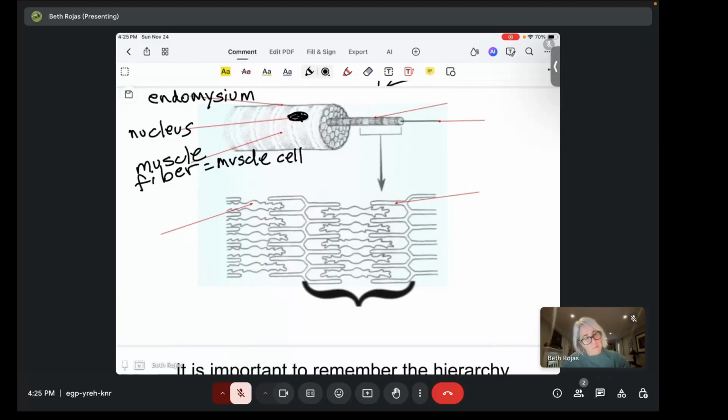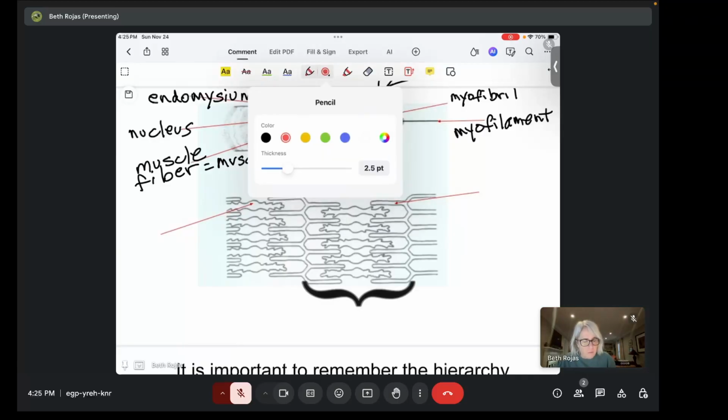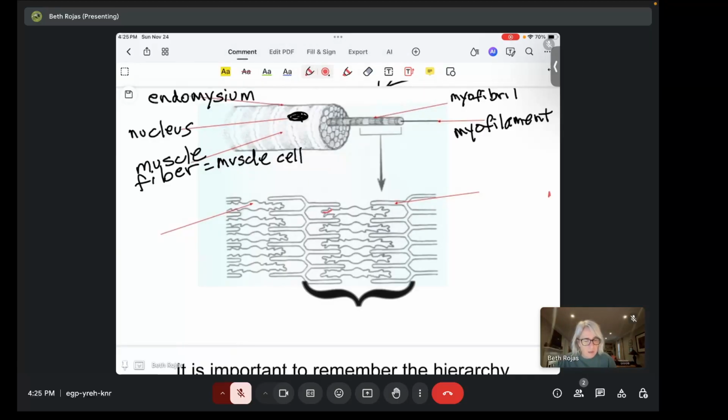Okay, and here we have our myofibril again. And here we have our myofilament. So this is kind of repetitive of what we just did. We're just zoomed in. Okay, now there are two myofilaments. There is one that I usually color in red over here. This is myosin. And myosin is called the thick myofilament. So there's one that's kind of thicker and one that's thinner.